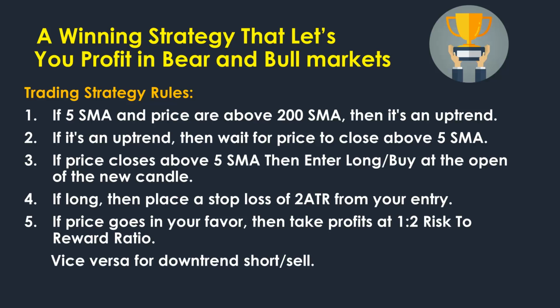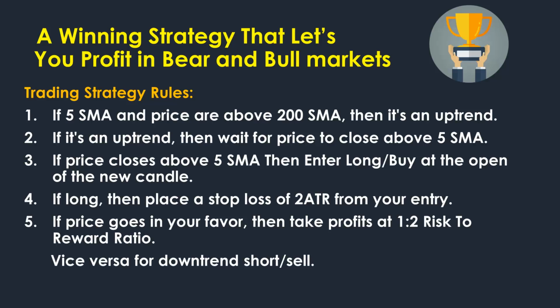So we're gonna use 2 moving averages in this strategy: the 5 SMA and the 200 SMA. Simple moving average. So rule number 1, if 5 SMA and price and the candles are above the 200 SMA, then it's an uptrend. That's how easy and simple it is to determine an uptrend. Rule number 2, if it's an uptrend, then wait for price to close above the 5 SMA. So now we wait for the candle to close above the 5 SMA.